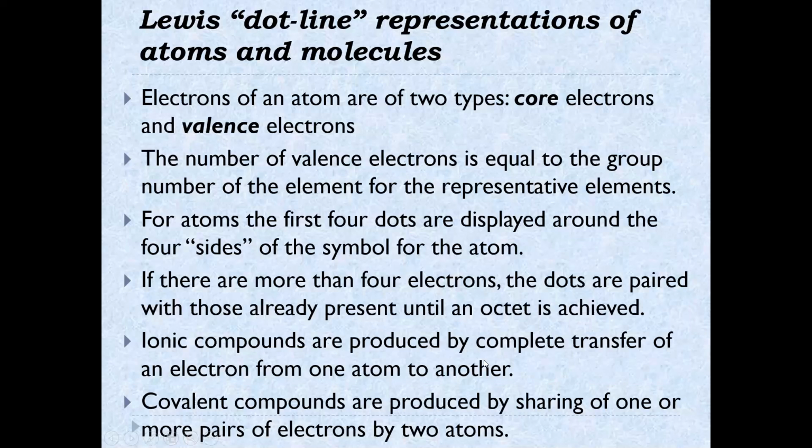Ionic compounds are produced by the complete transfer of an electron from one atom to another. But for these Lewis structures, we're going to be looking at covalent compounds, where one or more pairs of electrons are shared between two atoms.